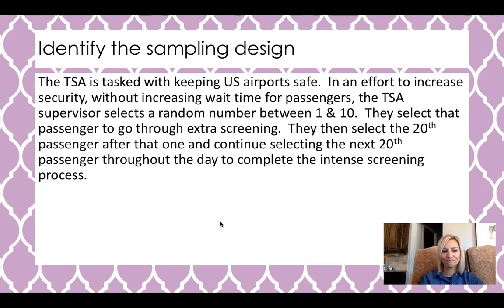All right, last one. The TSA is tasked with keeping U.S. airports safe. In an effort to increase security without increasing wait time for passengers, the TSA supervisor selects a random number between 1 and 10. They select that passenger to go through extra screening, then they select the 20th passenger after that one, and continue selecting the next 20th passenger throughout the day to complete the more time-consuming, intense screening process. Last one. Pause the video and tell me what you think.